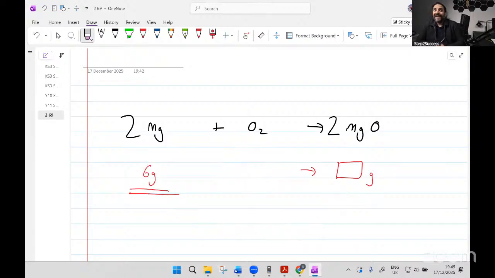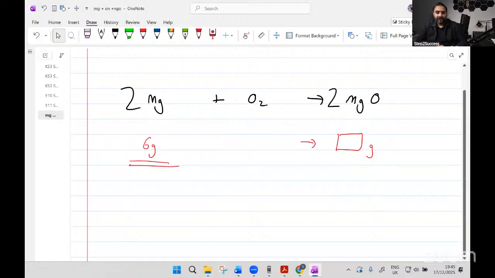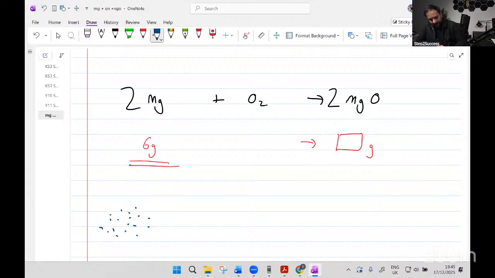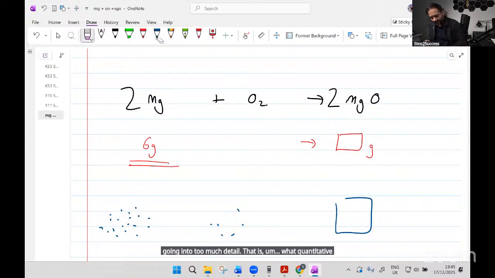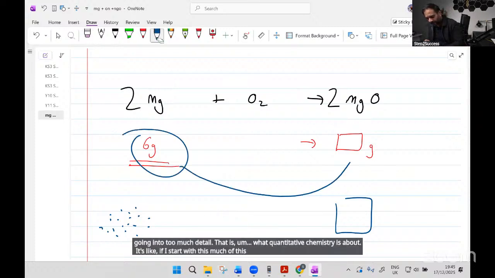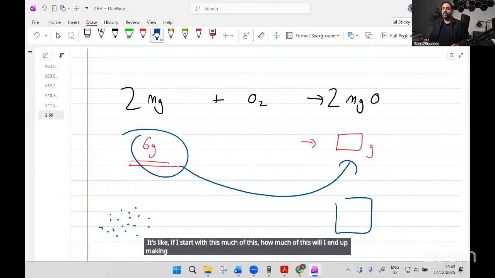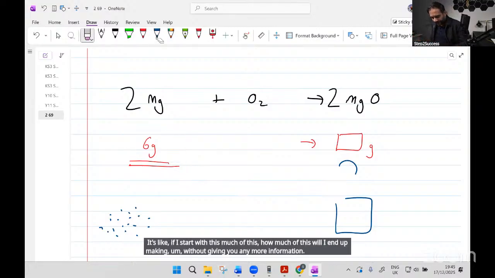But we can work it out. And that's basically what quantitative chemistry is, to an extent. You essentially work out how many particles of magnesium you've got, and then you can figure out how many of these will react with it. And then you can figure out how much this has gone away. It is essentially that, without going into too much detail. That is what quantitative chemistry is about. It's like, if I start with this much of this, how much of this will I end up making, without giving you any more information? So that's what quantitative chemistry does.